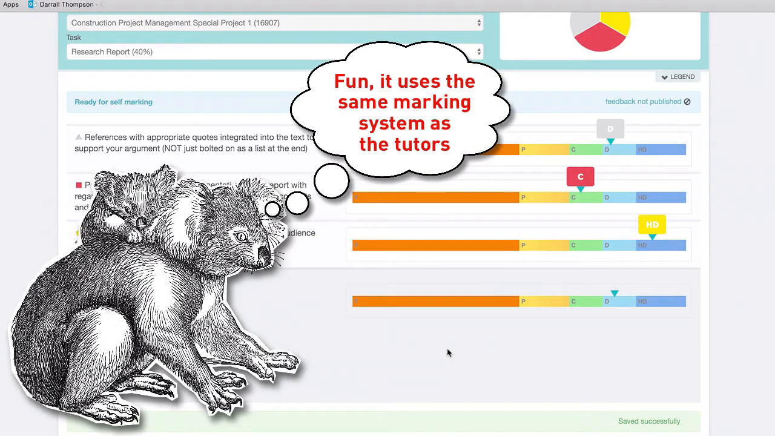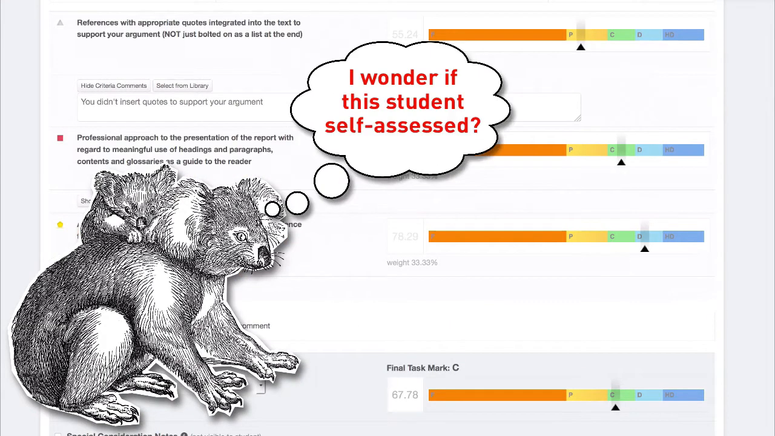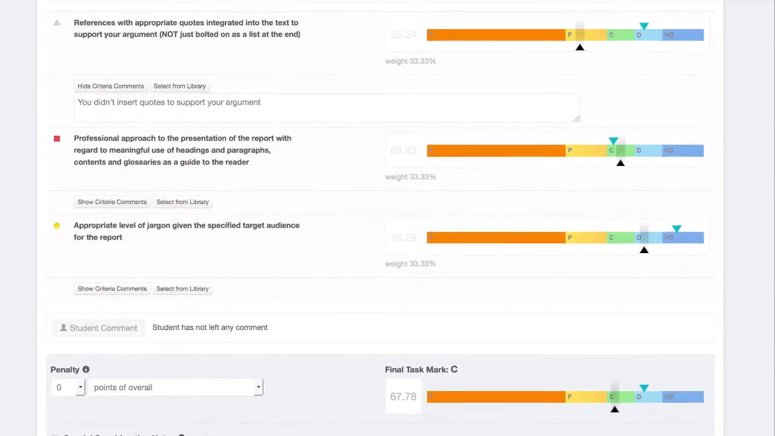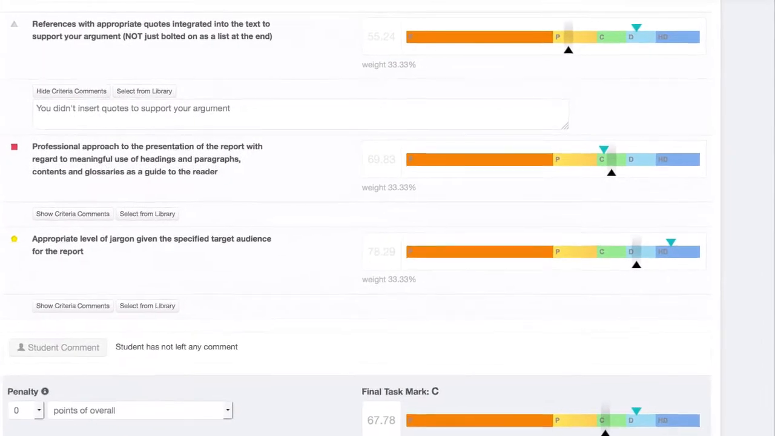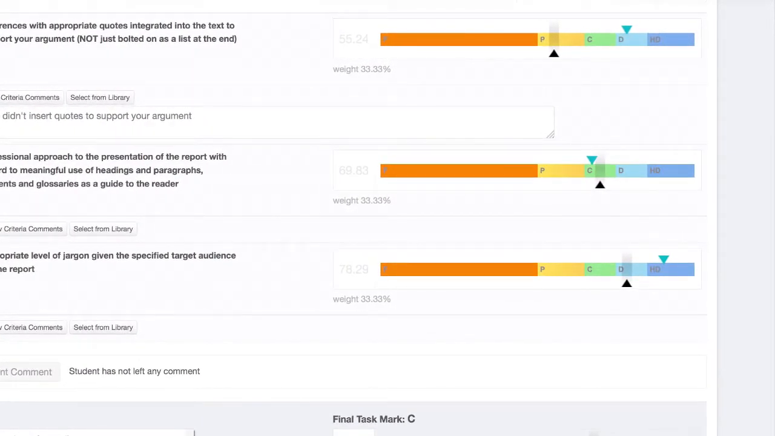And students like the idea of using the same system that the tutors are going to be using. But doesn't that unfairly influence the tutors? No, because the tutors only see the self-assessment after they've saved their own marks. Well, I like the idea that students have to take notice of what I'm telling them in this self-assessment. But I still think most students will just give themselves all high grades.